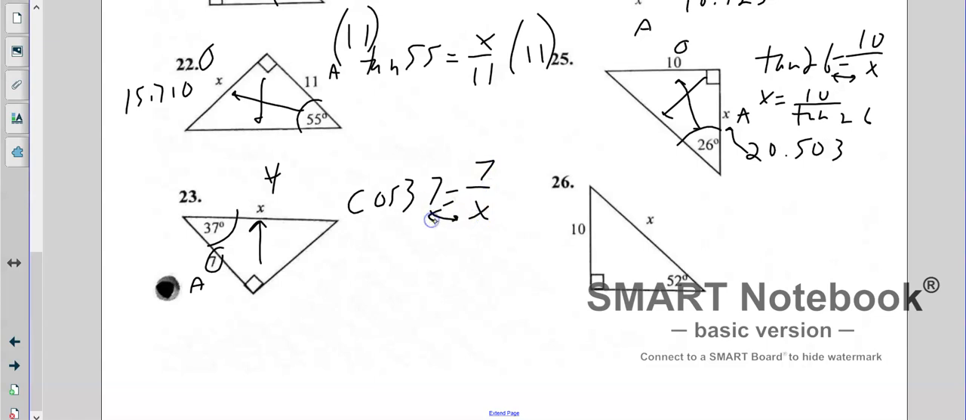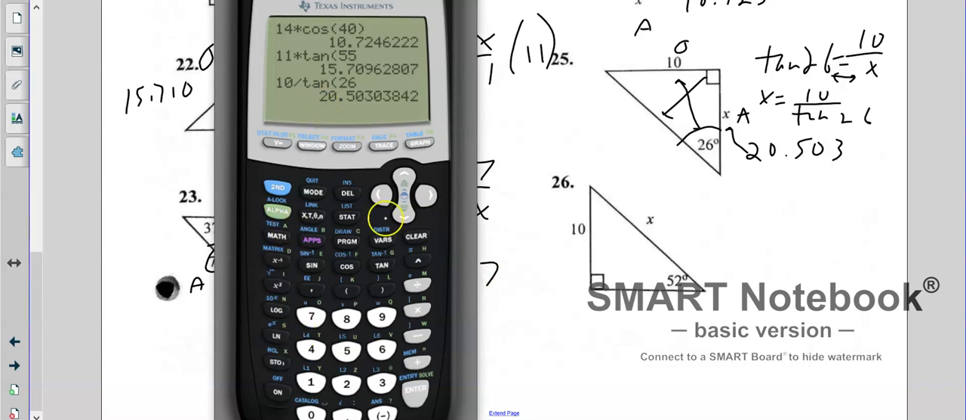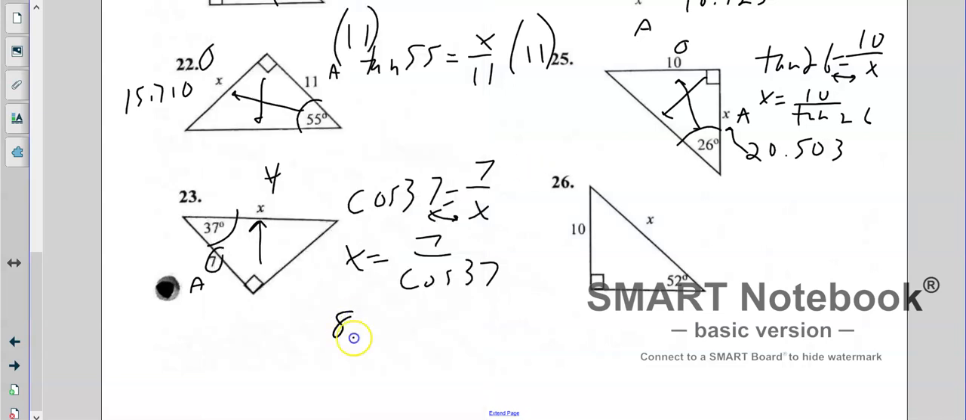Again, x is in the bottom, so we switch. X equals 7 divided by cosine of 37. Pull up the calculator. 7 divided by cosine 37. 8.7649 makes the 4 round up. So 8.765. That's the hypotenuse right there.